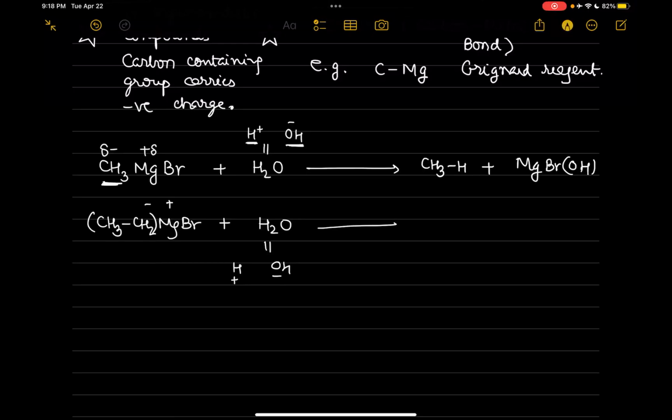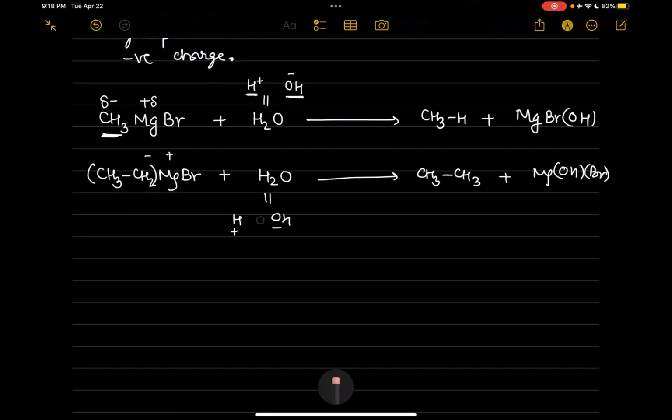Yes. So what will happen? What are you going to get as the product? Tell me. Ethyl is having minus charge. CH3, CH3, yes. It is going to get converted to ethane. And Mg will get connected to OH. Got it? So that's how you will see your reaction getting completed. Is it clear or not?